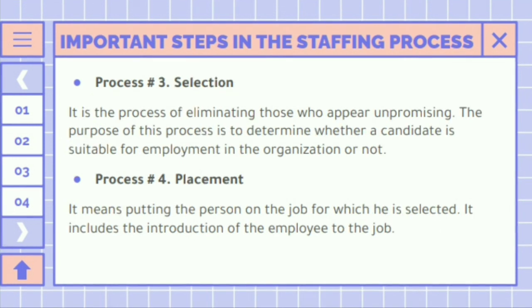The third one is selection. It is the process of eliminating those who appear unpromising. The purpose of this process is to determine whether a candidate is suitable for employment in the organization or not. So, the main goal of this process is to simply find the best candidate, or the most qualified, for the best job in the company.